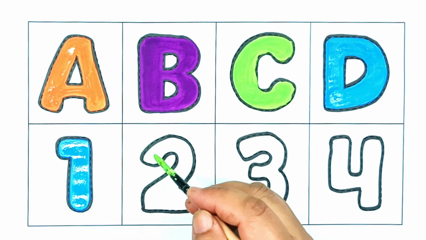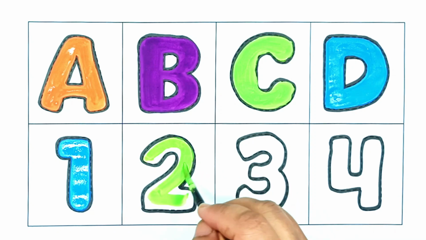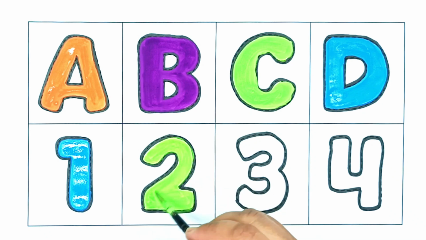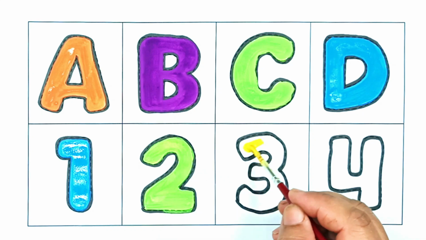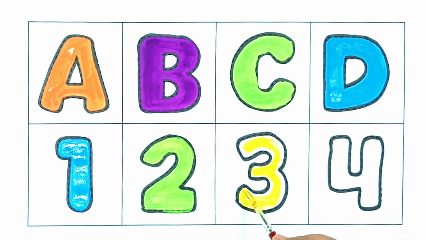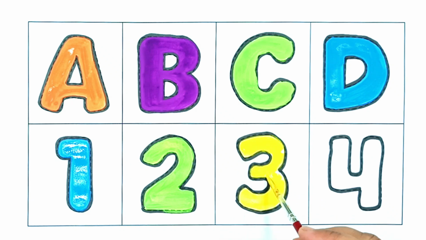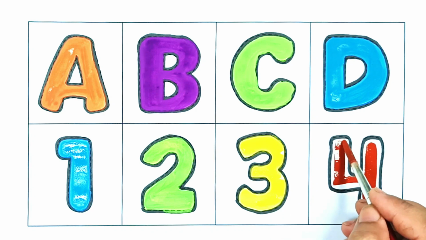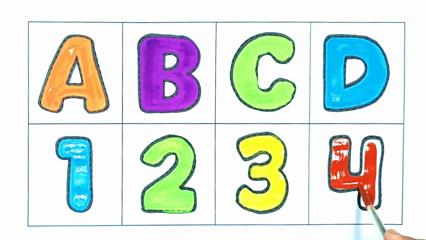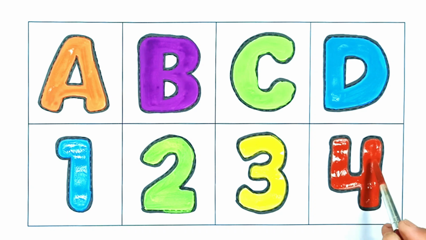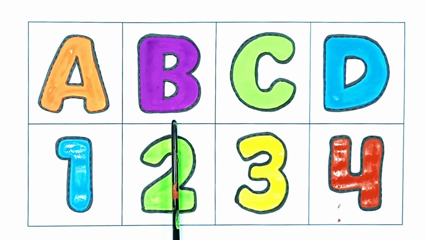One, 1. 2, 2. 3, 3. 4, 4. A B C D 1 2 3 4.